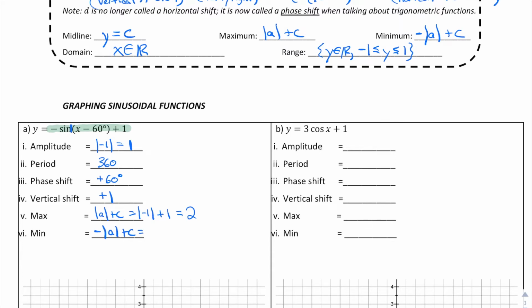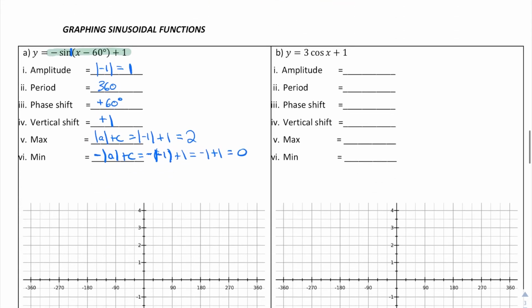And then for my minimum, it's the negative of the absolute value of A plus C. This time, I've got negative of -1. So the absolute value makes it +1, but then there's a negative there, so it becomes negative. So I get -1 + 1, which is 0. I know that seems like a bit more complex than it needs to be. Really, this is just going to be -1 + 1. And if you want to think of it that way, you can.